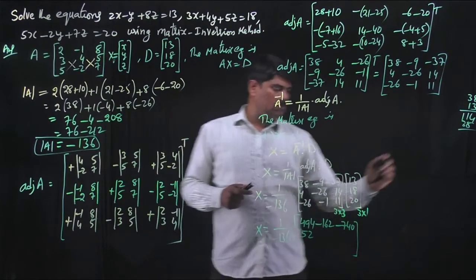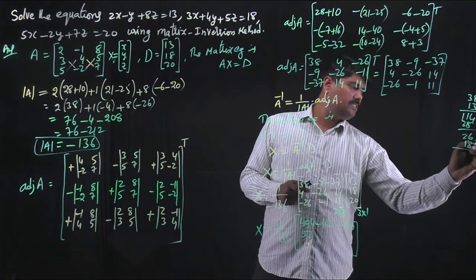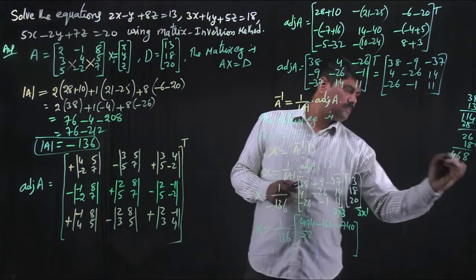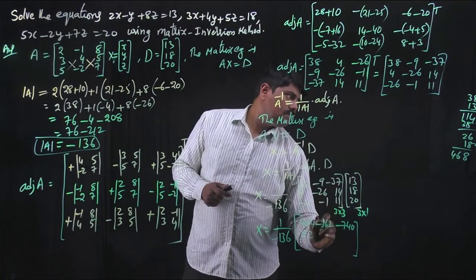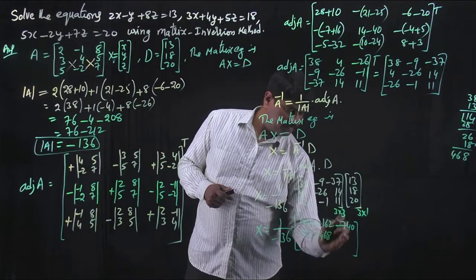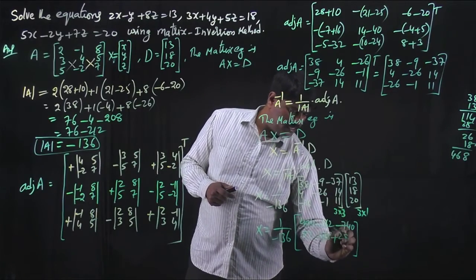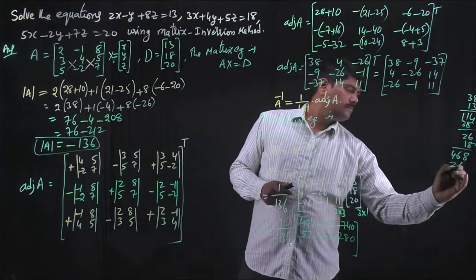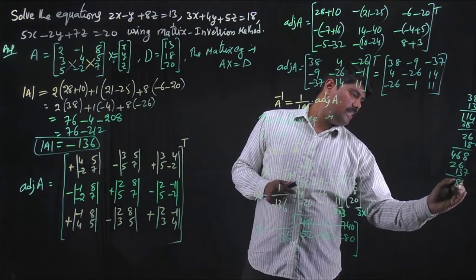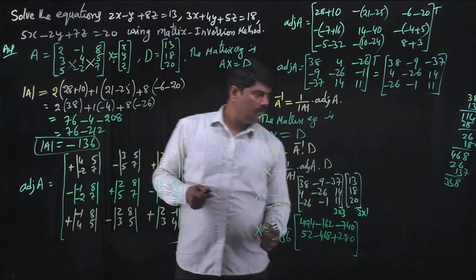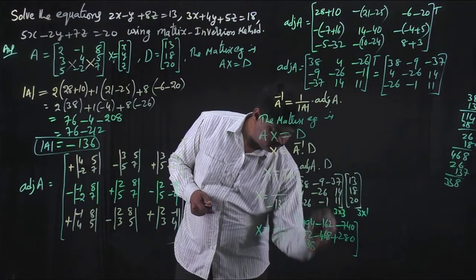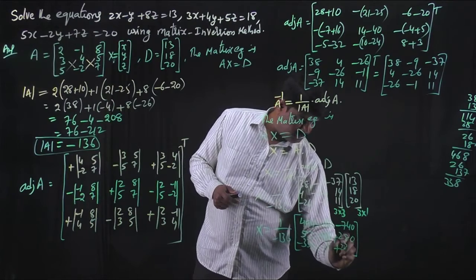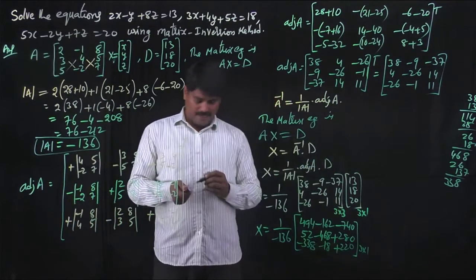Minus 26 into 18. 18 6s are 108. 18 2s are 36, 10, 46. Minus 468. 14 into 20 is 280. 26 13s. 13 6s are 78, 26 7s, 33. Minus 338. Minus 1 into 18 is minus 18. 11 into 20 is 220. So this is a 3 by 1 matrix.